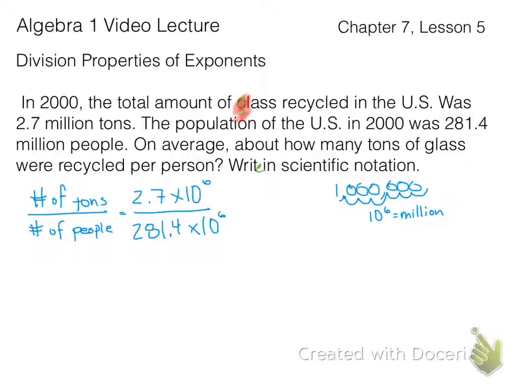All right, number of tons divided by number of people. So 2.7 times 10 to the 6th. It's 10 to the 6th because 10 to the 6th power is million.